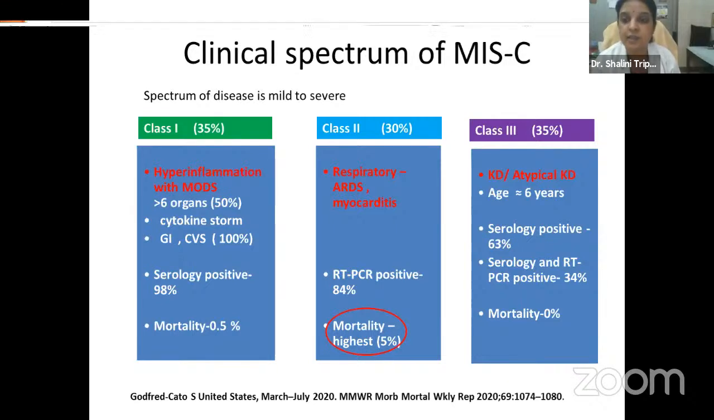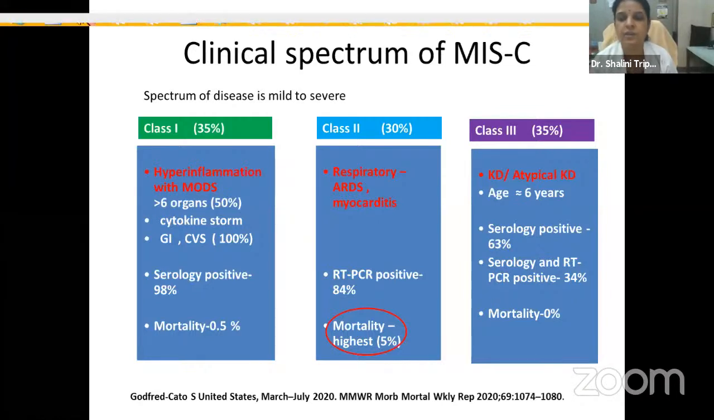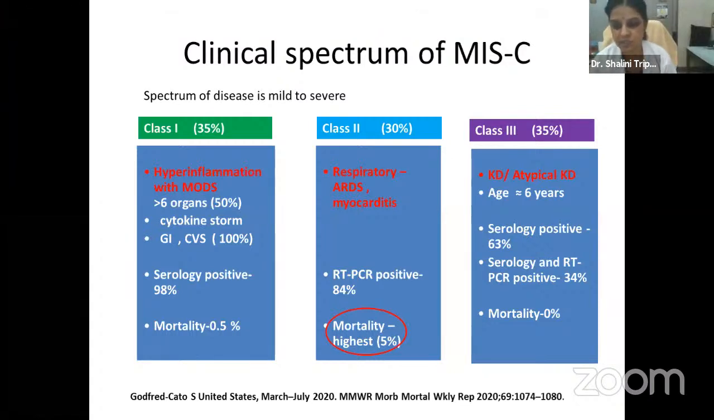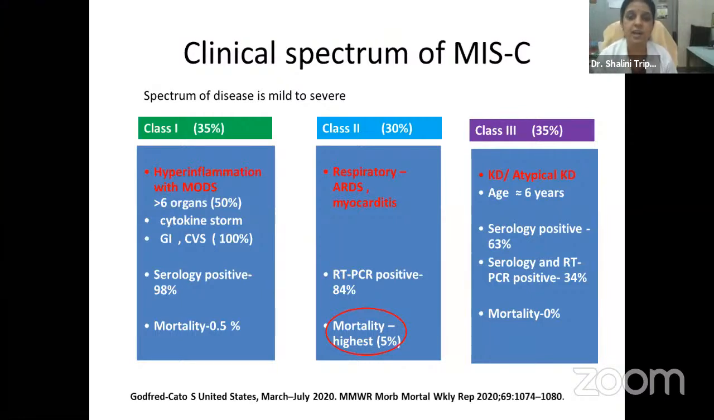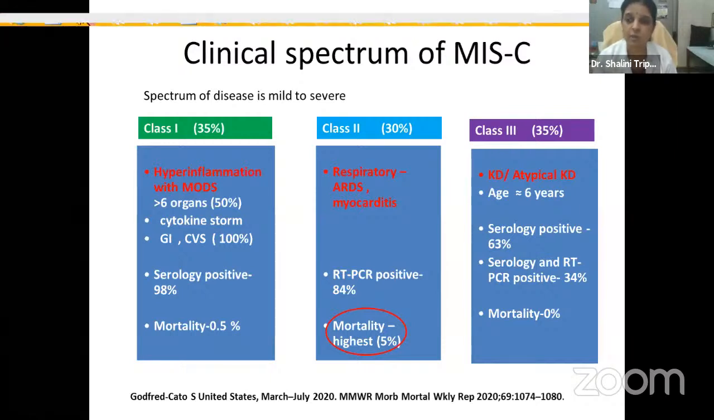Then the class 3 patients were the mildest ones, presenting like typical or atypical Kawasaki disease, of increased age, more than 5 years. 65% of cases were antibody positive, and 34% were both antigen and antibody positive, meaning PCR positive and antibody positive. But they were very well treated by steroids or IVIG, with a mortality of 0%. So this kind of spectrum they noticed, and we also think that if we get MIS-C patients in our area, we are more likely to get patients in these proportions.